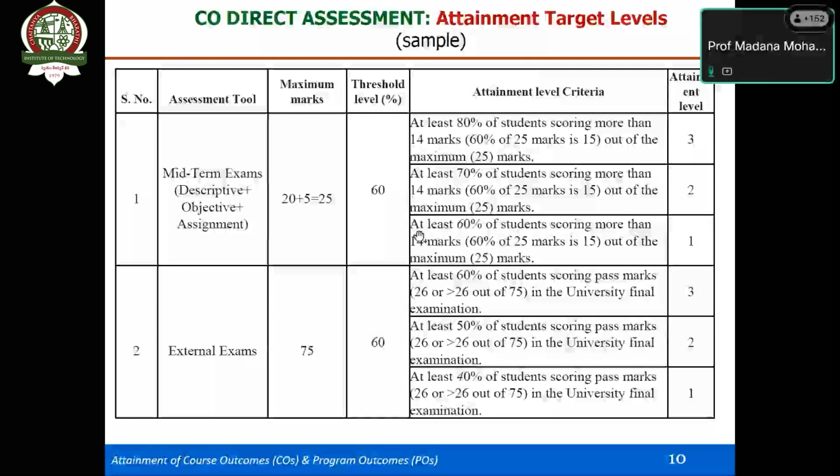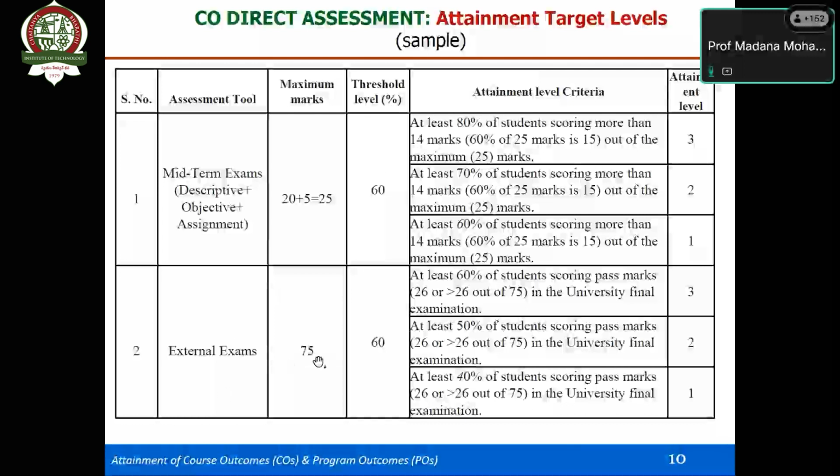Its level is 2. Then 60% of students who score more than 60% of the threshold, then level is 1. You can't set a level for not related, that is a hyphen. Only 1, 2, 3 combination only you have to set. Like that, for every component, you have to set the target level based on the threshold value.